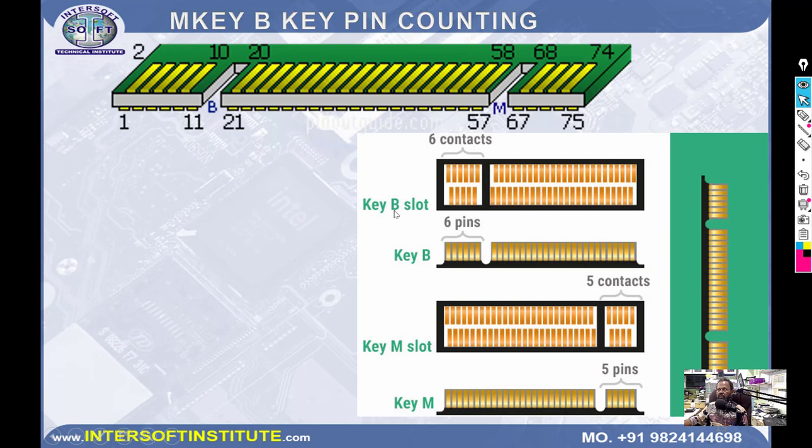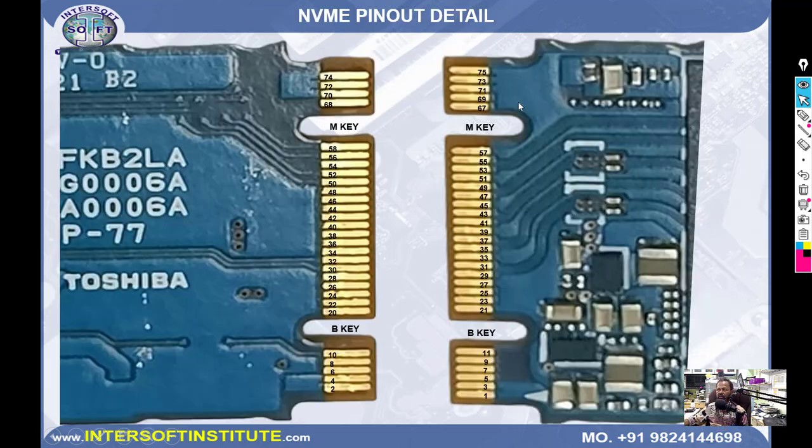We can count the pin number from here, that is the B key, first pin here, 1, 2, 3, 4, 5, 6 like that, pin numbers we have. One side only power, one side ground. Every pin has important values that we will see later on, but these pins must be connected properly, then it will work.